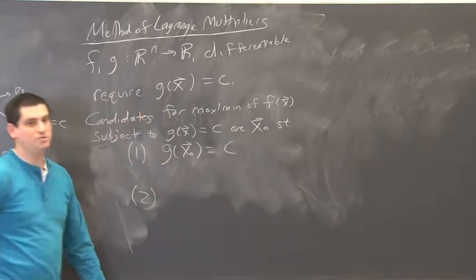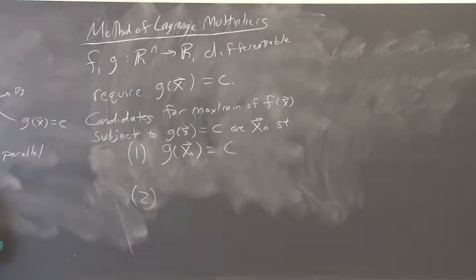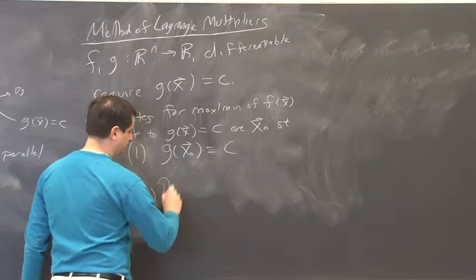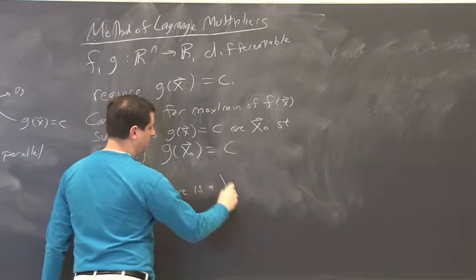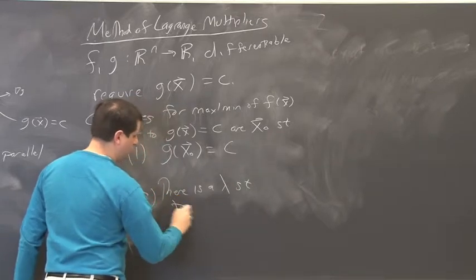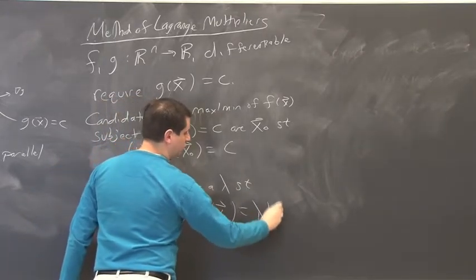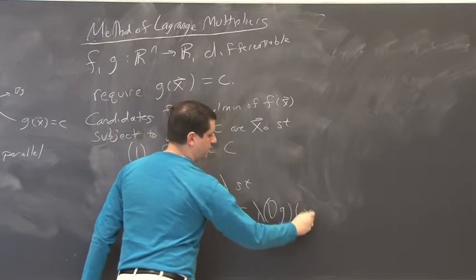This is the method of Lagrange multipliers. We're trying to maximize our function f subject to g of x equals c. So if x naught is one of our candidates, it has to satisfy g of x naught equals c. This is often forgotten by people when they go through the calculations, and it's disastrous to forget this. And we'll see why in a moment. The second one is there is a lambda such that the gradient of f at x naught is lambda times the gradient of g at x naught.